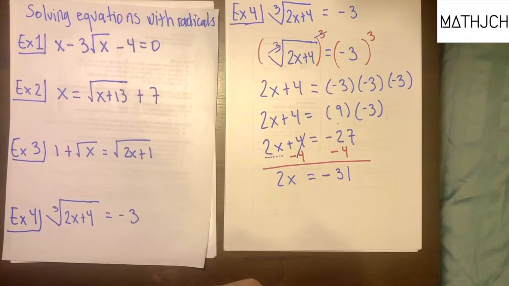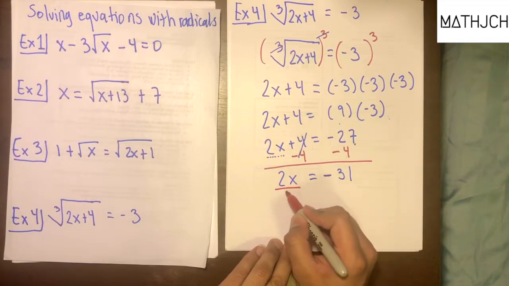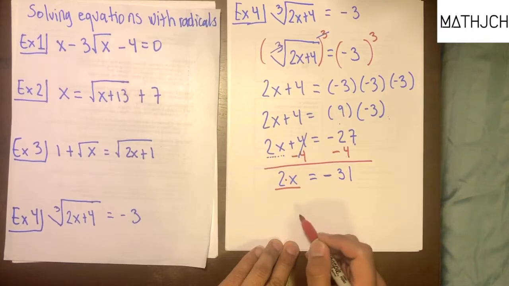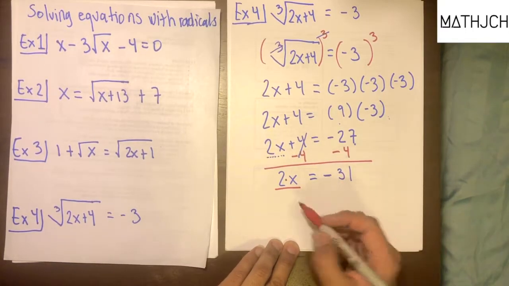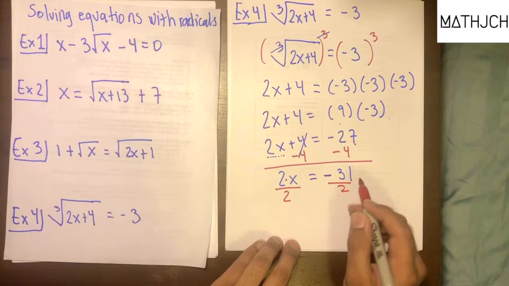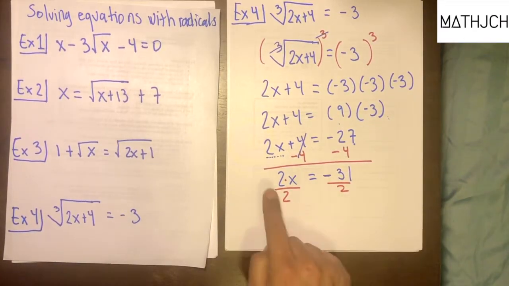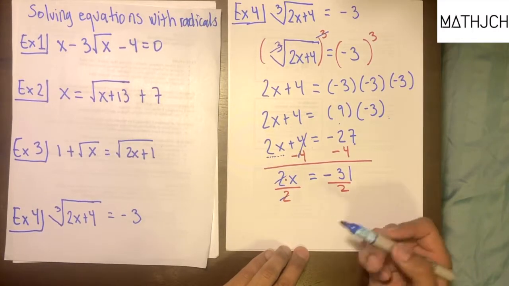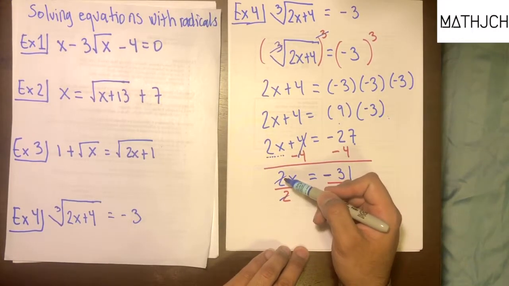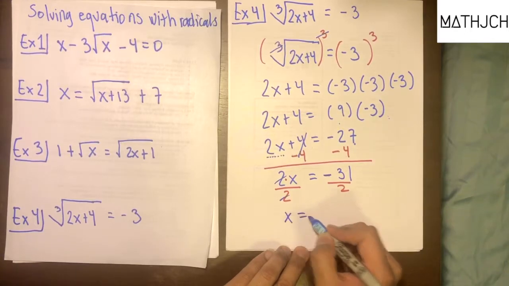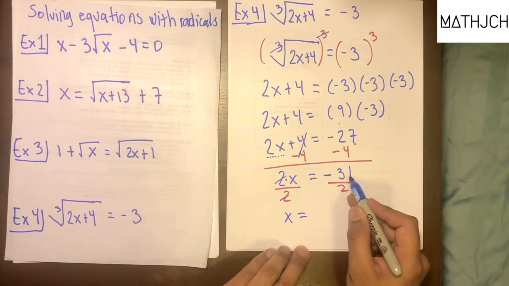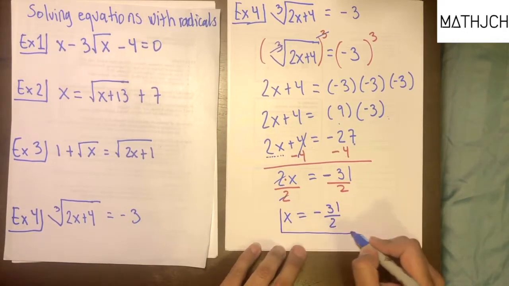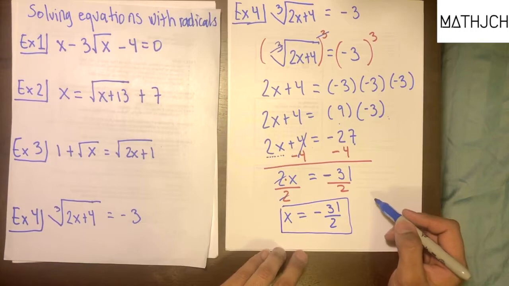Now our next step is to divide by the number in front of x because it's multiplying. It's next to it. So we have to do the opposite, which is division. So we divide both sides by the number in front of x, which is 2. So these two cancel, or you could say 2 divided by 2 is 1x, or simply x, equals negative 31 divided by 2. Let's leave it as a fraction. So our solution will be x equals negative 31 halves.